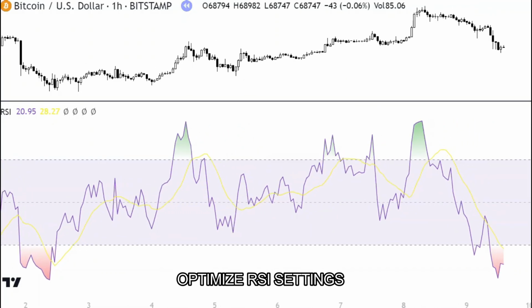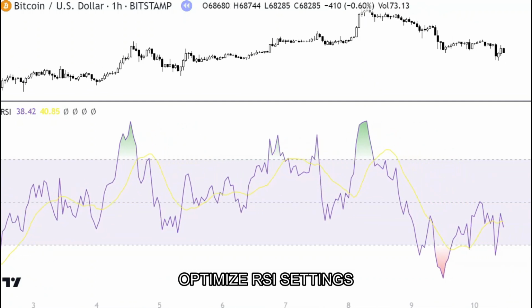Are you looking to take your crypto day trading to the next level? In this video, we're going to talk about optimizing RSI settings for crypto day trading. And the RSI, or the Relative Strength Index, is just a momentum indicator. It's an oscillator. It helps you analyze market trends and strength, and that can help with your overall trading decisions. So let's just talk about how it works.